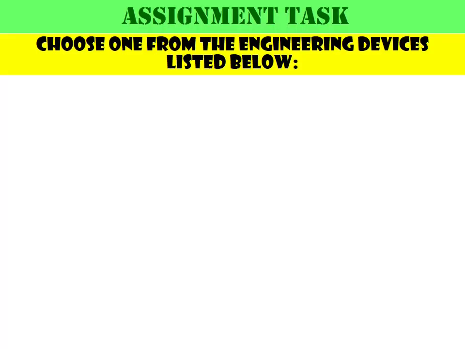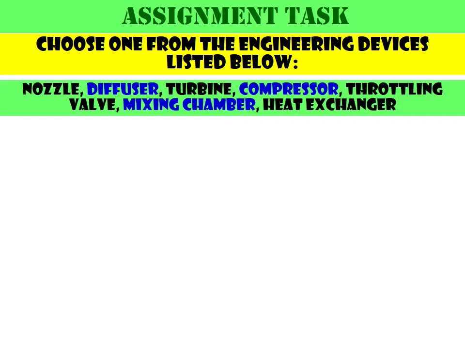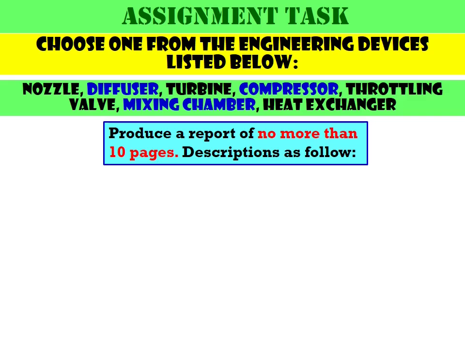In terms of assignment tasks, what you have to do is choose one of the titles from the engineering devices listed below: nozzle, diffuser, turbine, compressor, throttling valve, mixing chamber, or heat exchanger. You need to produce a report of not more than 10 pages. The description for your report is as follows.